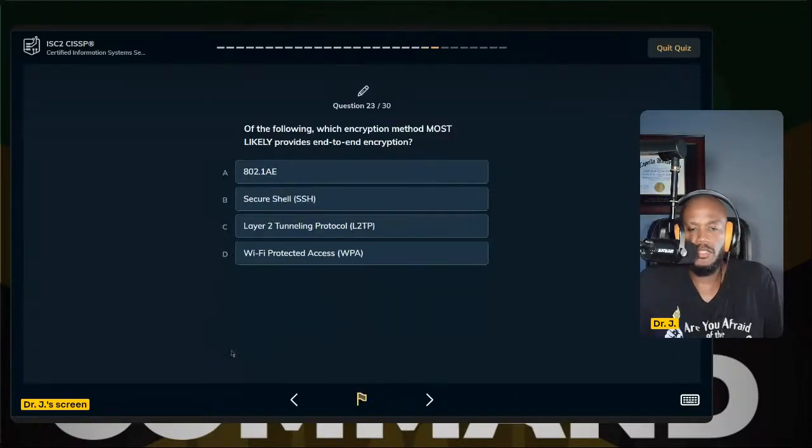All right. Of the following, which encryption method most likely provides end-to-end encryption? End to end. Wouldn't it be SSH? Yeah, I was looking at Bravo.